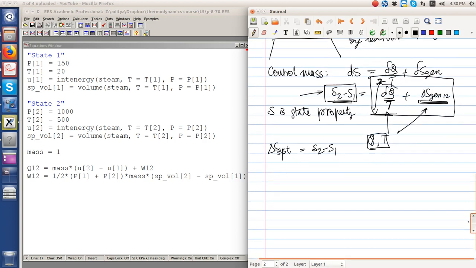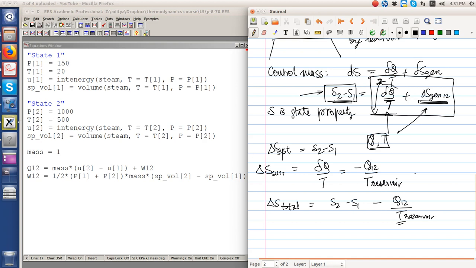But then what is the change of entropy of the surrounding? For the surrounding, it is equal to δQ/T plus δS_gen. If we assume that the surroundings are exchanging heat in a reversible manner, then S_gen goes away. It is equal to δQ/T, which is equal to −Q12/T_reservoir. So the ΔS total equals S2 − S1 − Q12/T_reservoir, where the T_reservoir must be in Kelvin.